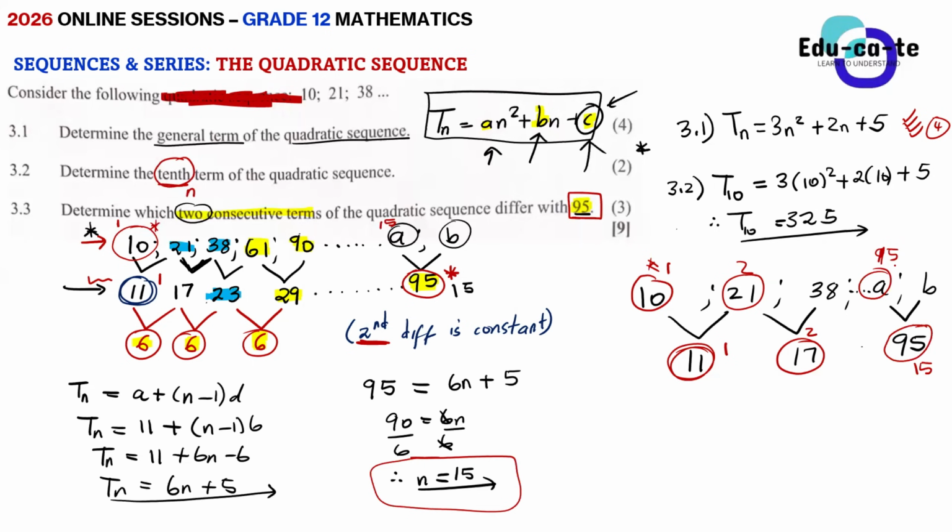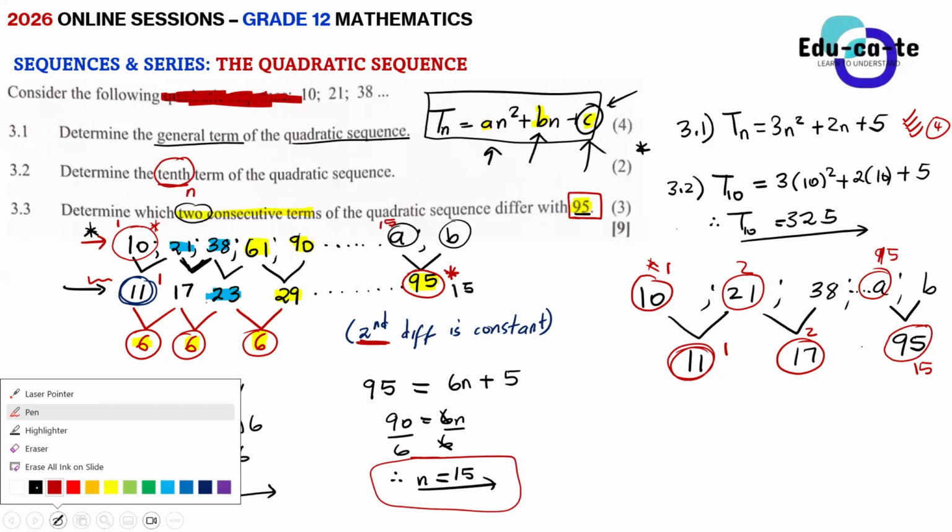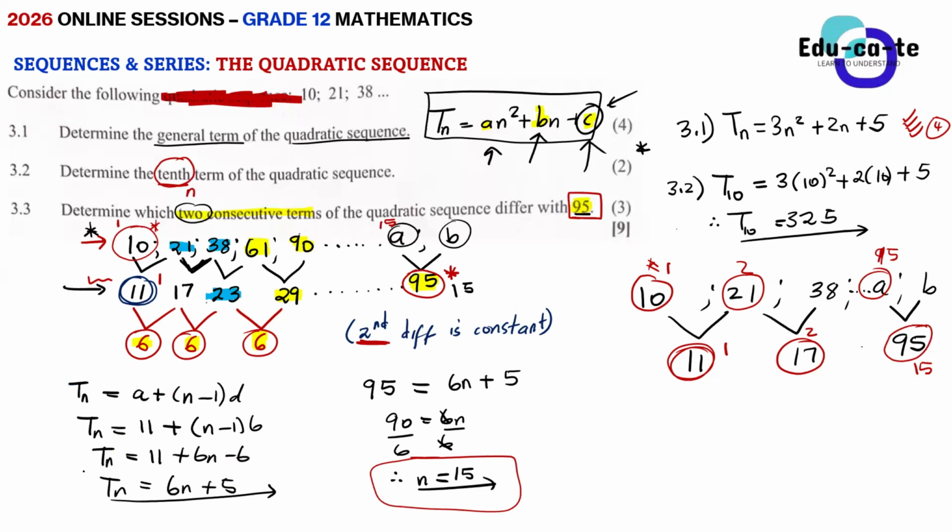Yes, sir. So the value of B is going to be 16. Yes, it must be the 16th because they must be consecutive. So not the value, it is the position. So we now know that A is at position number 15. We just need to go to the quadratic pattern and see what is the value at position 15.